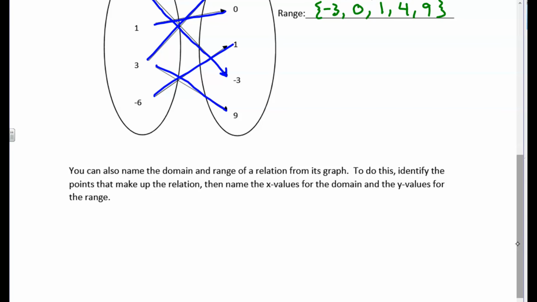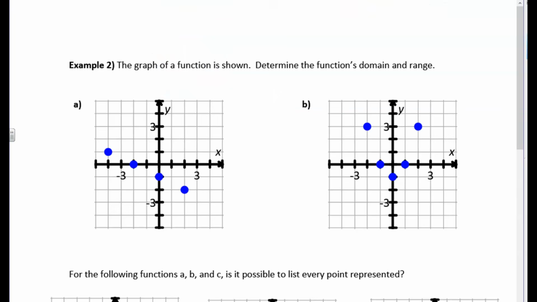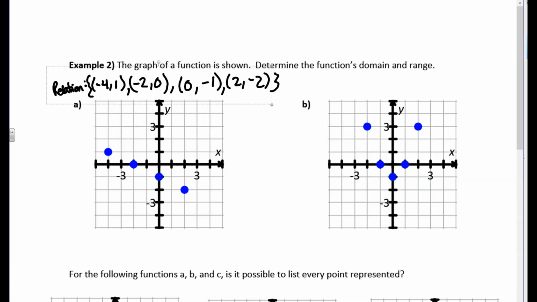To do this, we identify the points that make up the relation, then name the x values for the domain and the y values for the range. So let's look at a graph. These are singular points, so we only have 4 items in this relation. And so my relation is just -4, 1, -2, 0, 0, -1, and 2, -2. So my domain are all of the x values. So go ahead and list those x values.